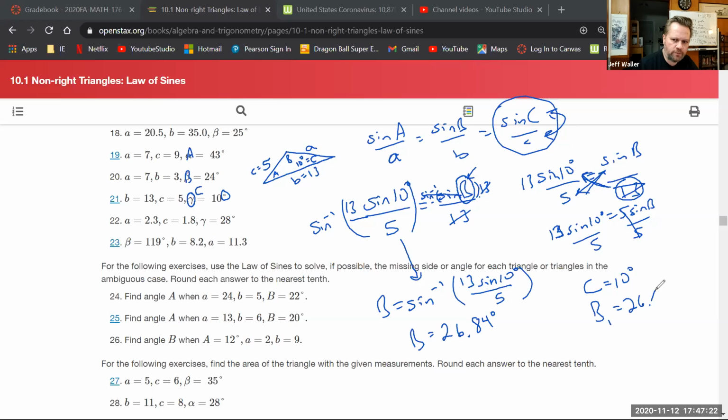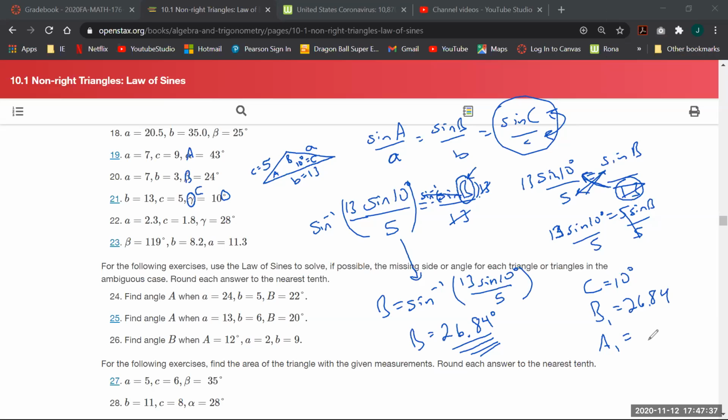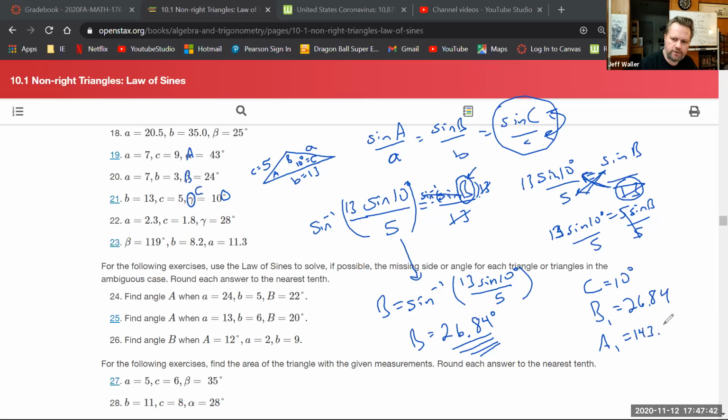B1 is 26.84, and therefore what would A1 be? With this first triangle, and using exactly this angle, what's the third angle going to be? 143.16. Yeah, so all you have to do is do 180 minus those things. That sounds about right. So that's one. That's why I put a little one down there. I can even put it on the C, even though it's going to be the same. Or we put it over here. So that's the first case.